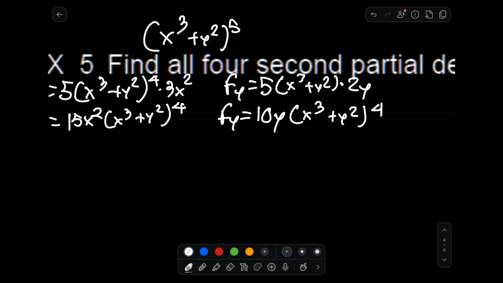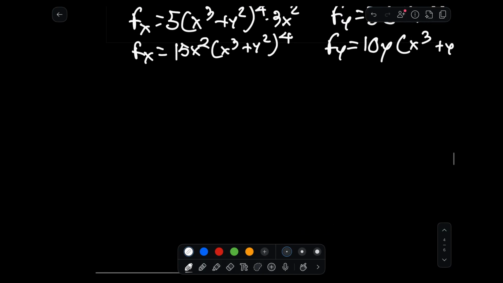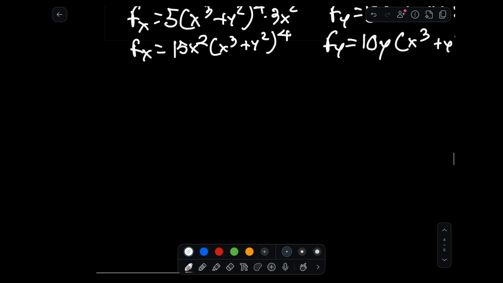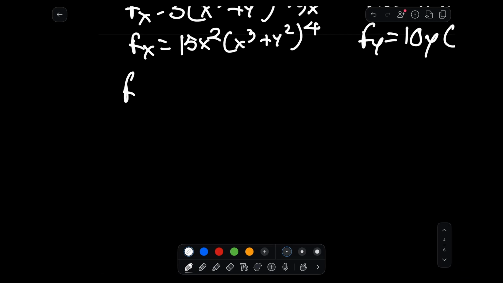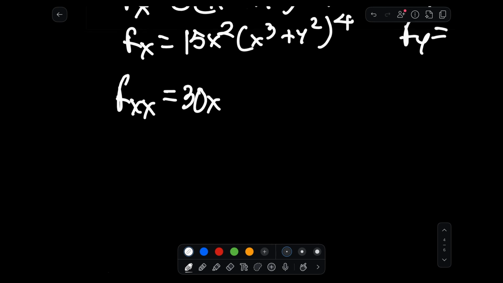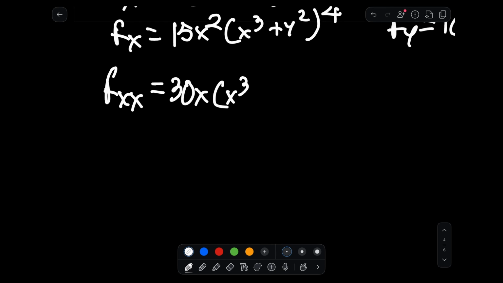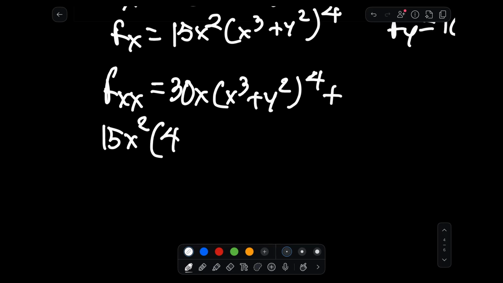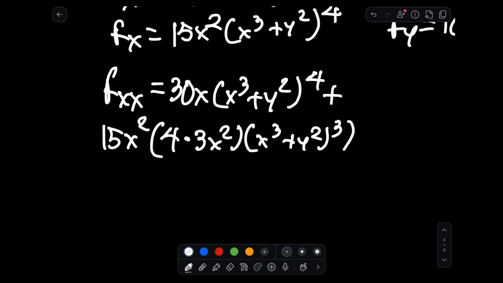And that was only the first partial derivative. It's going to get kind of crazy afterwards. So I'm going to do f sub xx now. This is going to require some chain rule, so just be prepared for that. Some product rule actually also. So 30x, like that, keep that constant, plus 15x squared times 4 times 3x squared times this entire quantity right here.